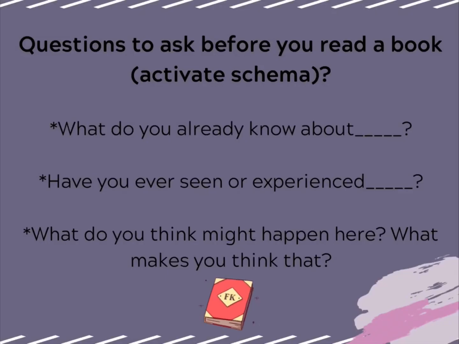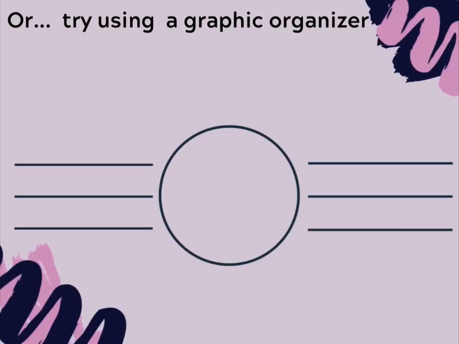One great way of doing it is by asking questions before you read a book, just like I just showed you with the driving activity. What do you already know about? Have you ever seen or experienced? And what do you think might happen here? What makes you think that? And you can do that simply by studying the cover of the text, maybe the summary on the back cover of the book, or going through a picture walk and showing your child images.